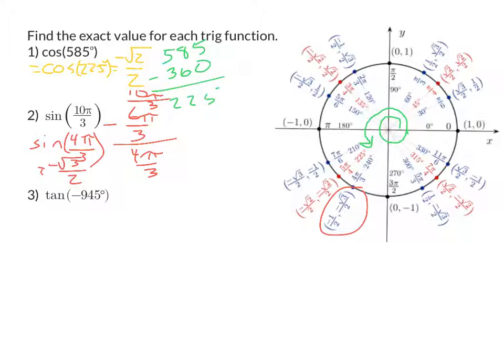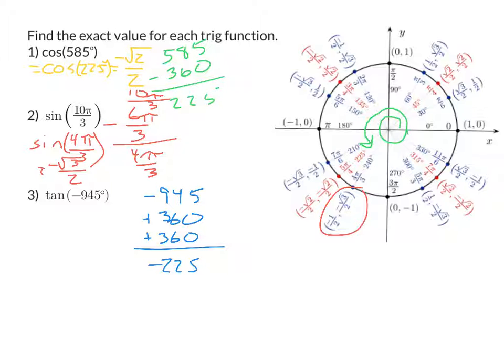How about tangent of negative 945, excuse me. Well, again, 945 is not going to be on this circle, but what I can do this time is start adding 360s on. And if I add actually two of them, so basically I'm adding a 720, I'm looking at negative 225.